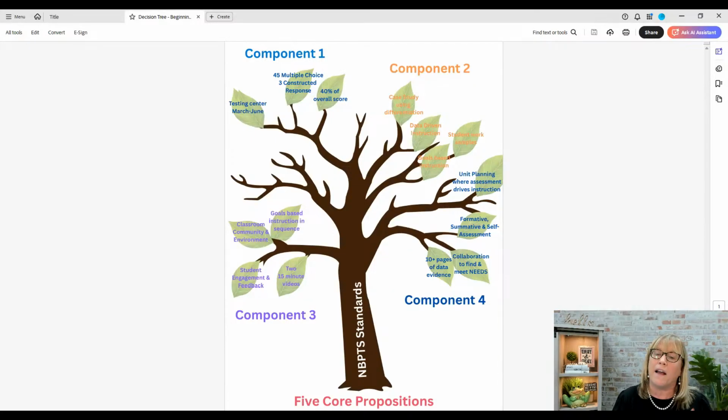The tree will continue to grow, and we're moving up to component 2, where we're going to be doing somewhat of a case study. Some of you will choose one child, some of you will choose 2 students, some of you 4 students. It just depends on your certificate area. But the case study is all around how you use differentiation, how you use data-driven instruction, how you use goals-based instruction and assessments to determine what individual students need.